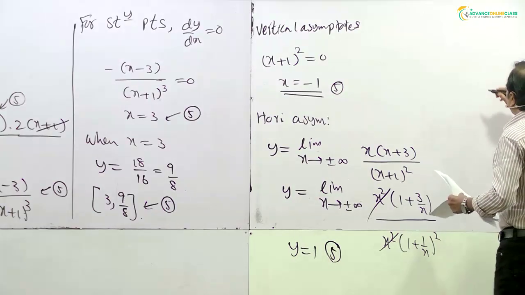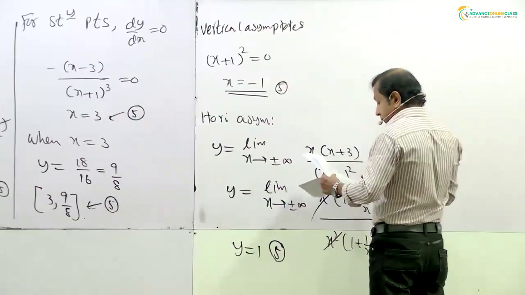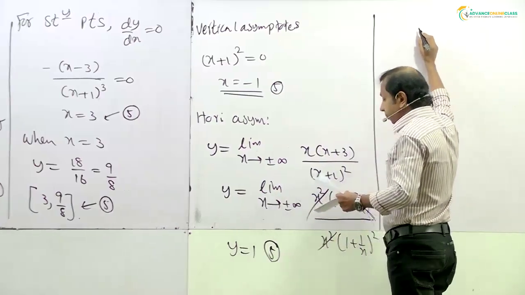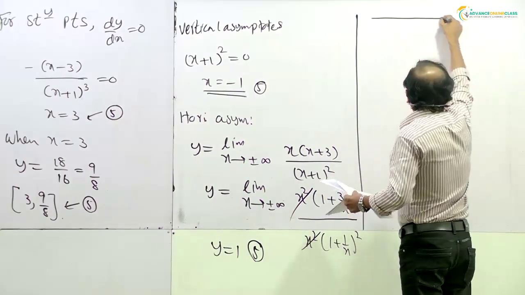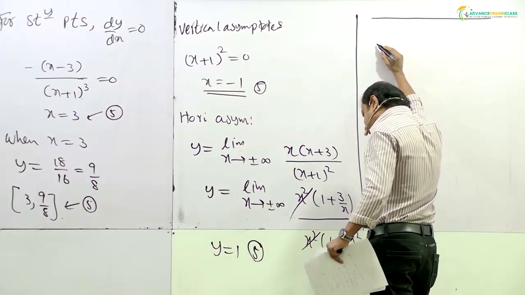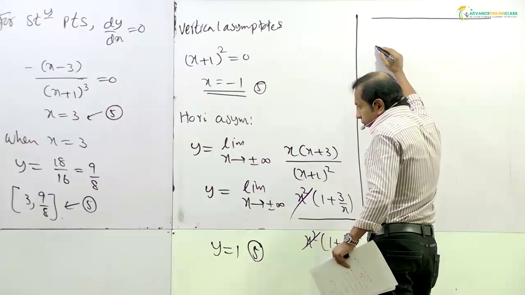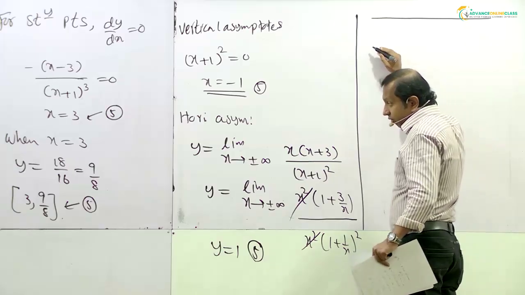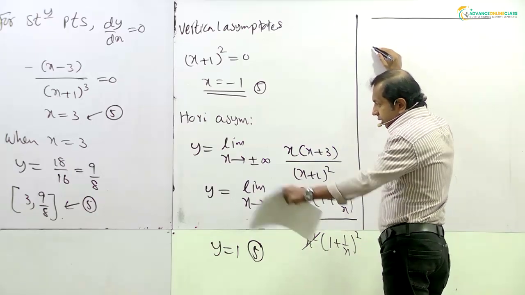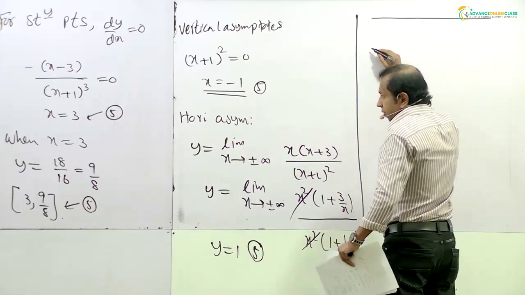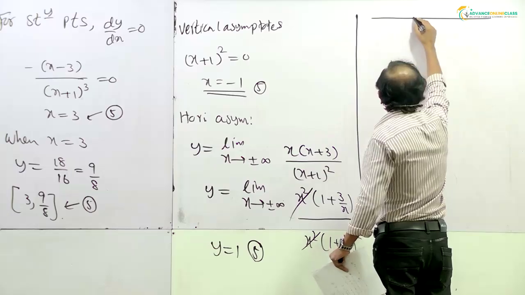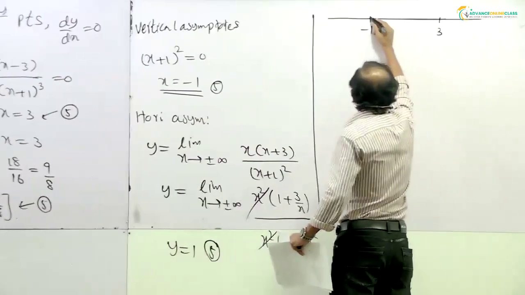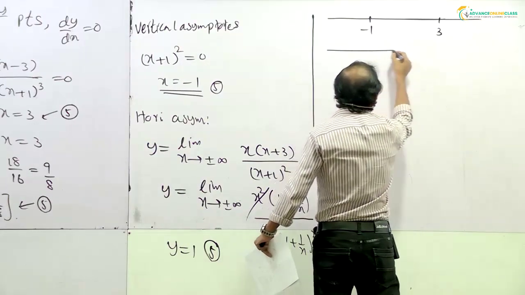Now we'll prepare the table. 2 tables we have to prepare. Point of inflection also we have to determine. In preparing the table, we know we put x values where dy by dx is available, where dy by dx is 0, and vertical asymptotes. Here 3 and vertical asymptote minus 1. Yes. Prepare the table like this.